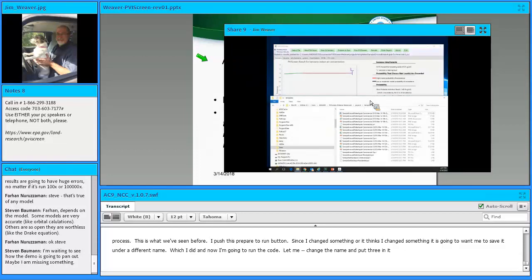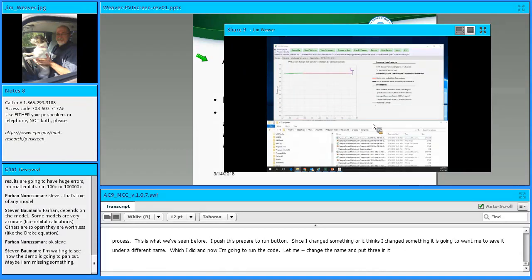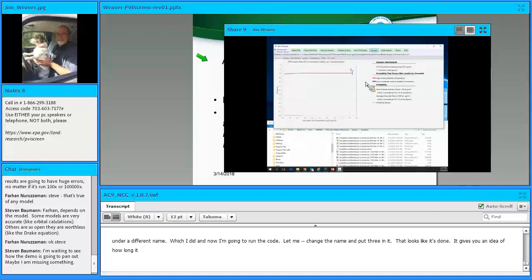Looks like it's done. So that gives you an idea of how long it takes. So it didn't take very long. Depends on the speed of the computer and the speed of disk access, because there's a lot of reading and writing to the files.